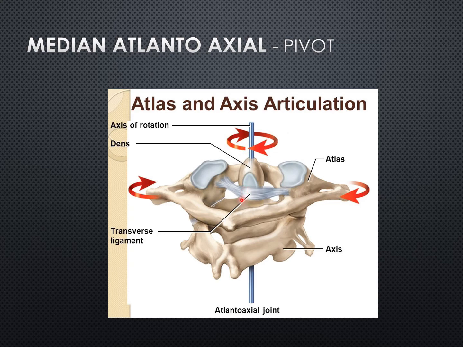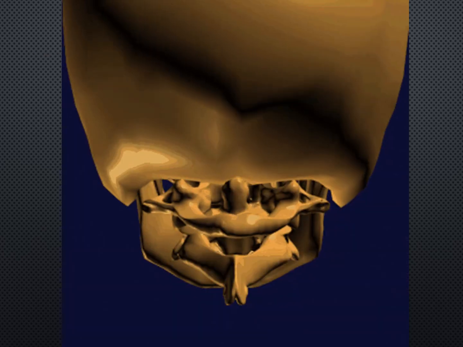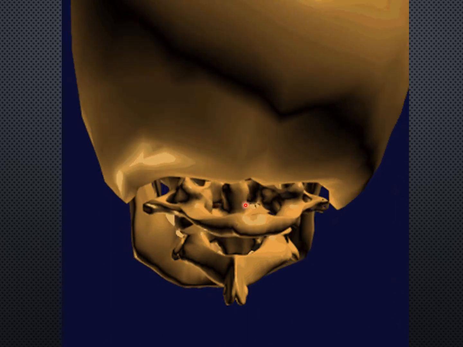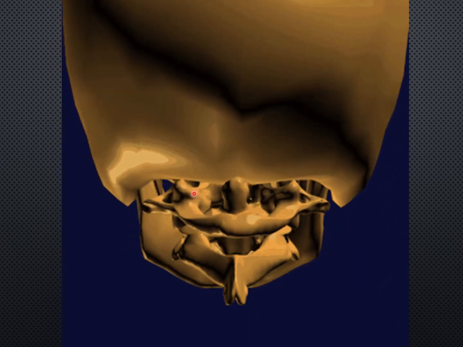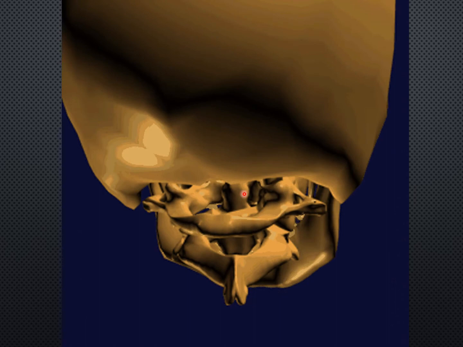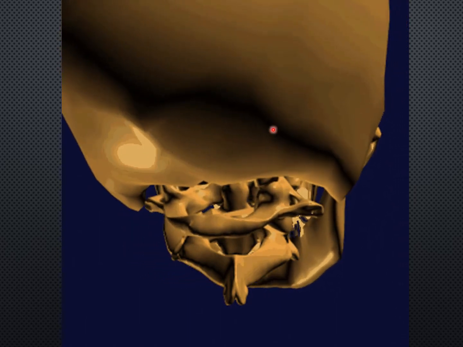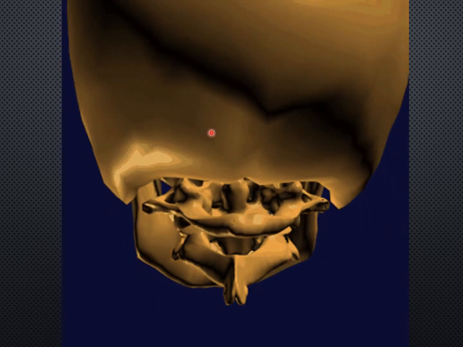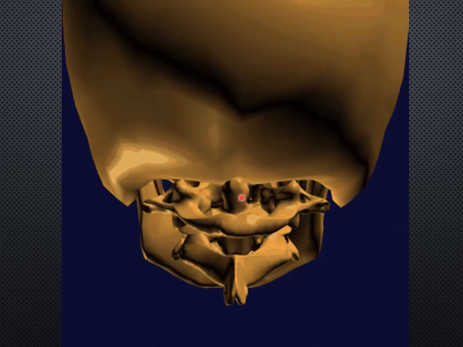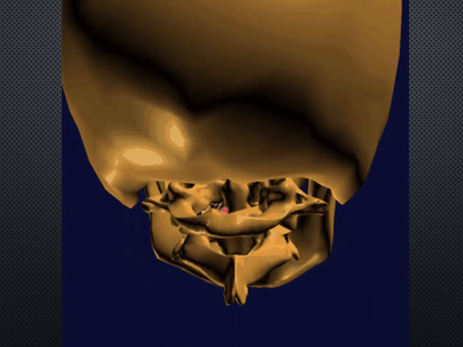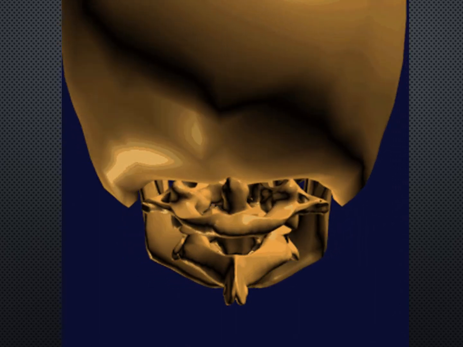Previously we saw the superior radio-ulnar joint, where the osseofibrous ring is fixed, whereas the head of the radius is rotating. Here the dens of the axis is fixed and the ring is rotating. The atlas is rotating, the ring is rotating and the pivot is fixed. Along with that, the entire skull is rotating. So at the median atlantoaxial joint we get the no movement, like how you say no with your head.